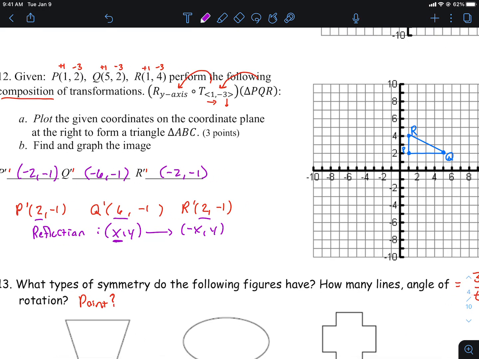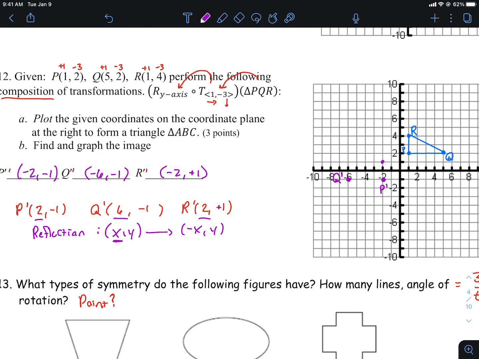So let me go off to the side. Negative 2, negative 1, there's that point right there. That is P prime. We have negative 6, negative 1. So that is Q prime. And then negative 2. Oh, did I do something wrong here? Oh, yeah, I see what I did here. I accidentally put a negative 1 there. That should have been a positive.